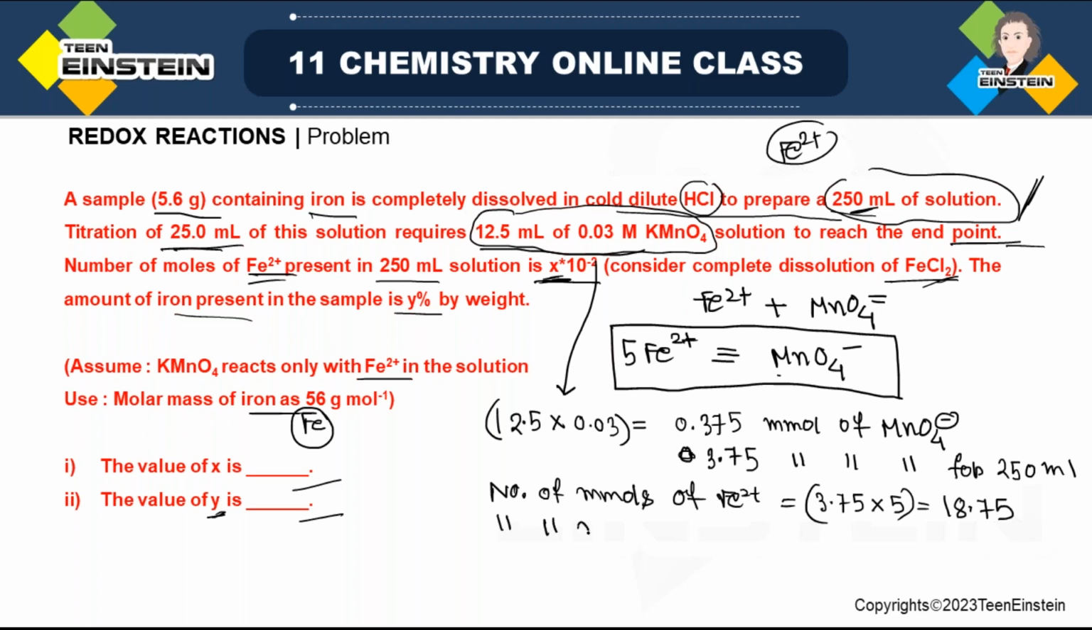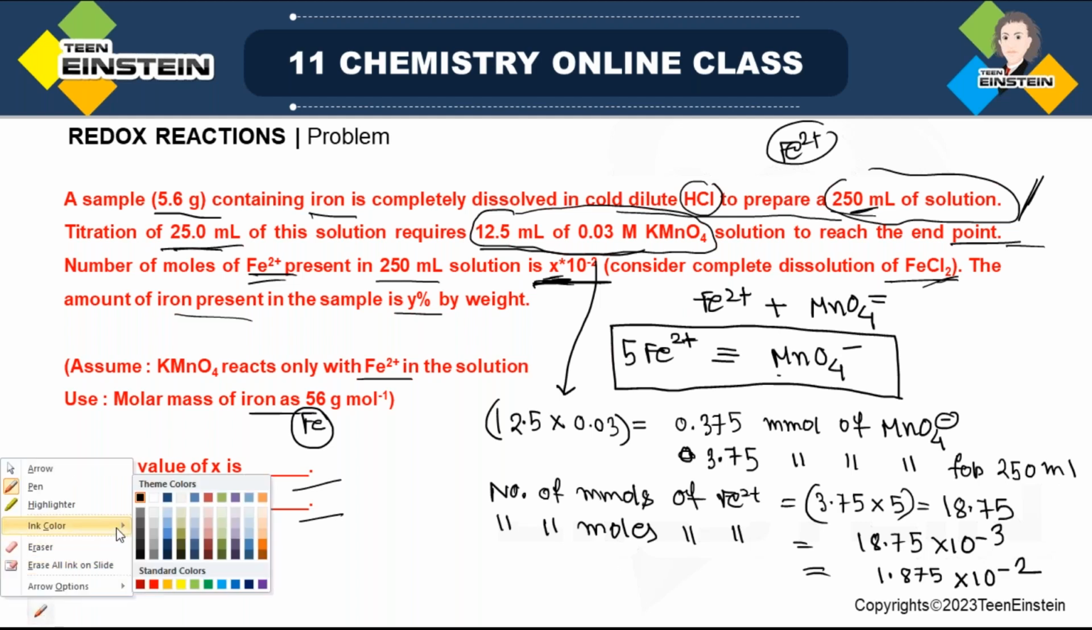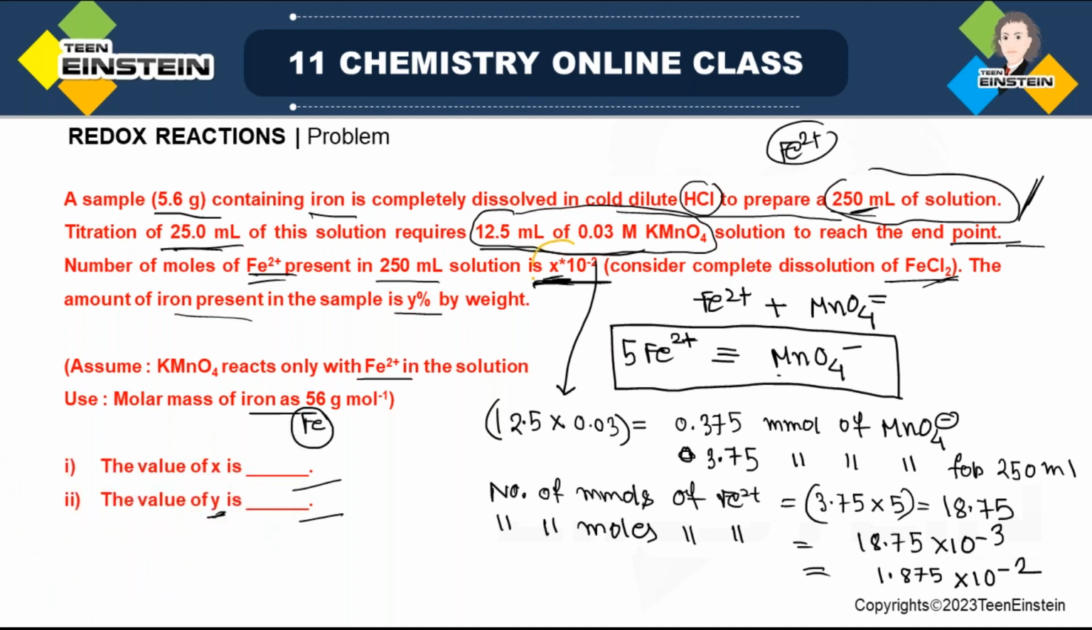Now this is millimoles. If you want to get moles, it will be 18.75 multiplied by 10 to the power minus 3. Ultimately you have to express it in this format, x into 10 to the power minus 2, so the same thing you can write like this. Now look at it, it matches with the given format, x into 10 to the power minus 2. So this is the value of x, and the value of x is 1.875.